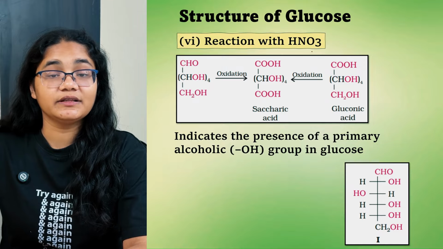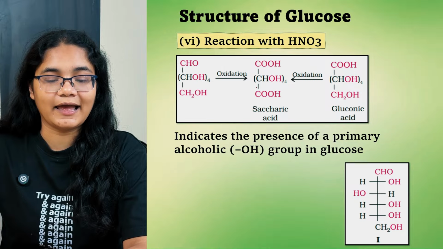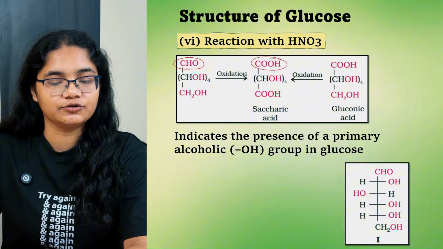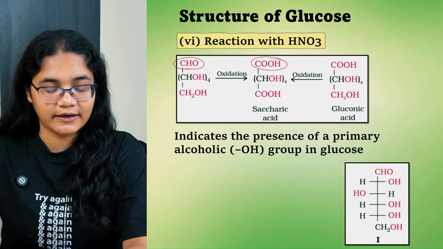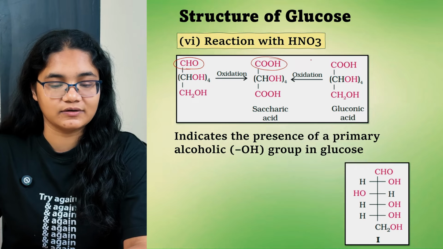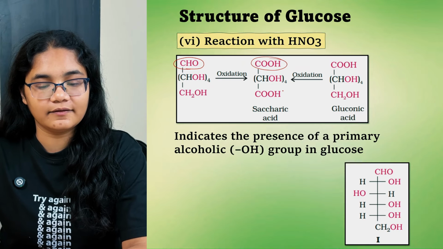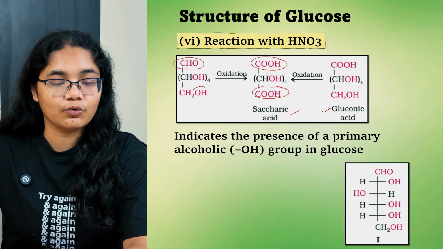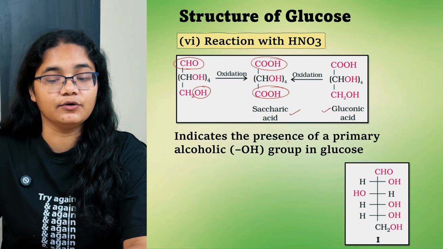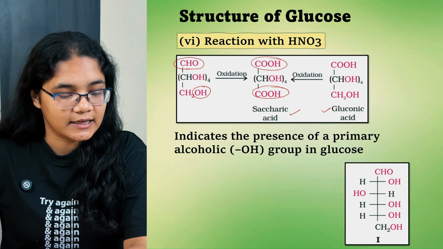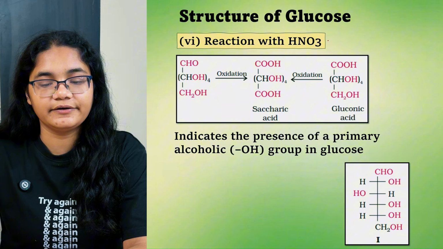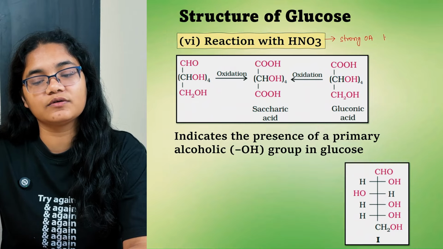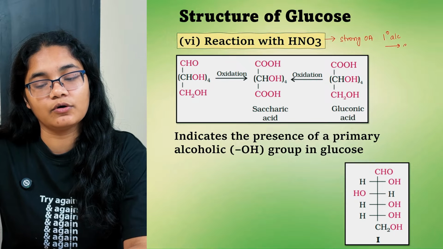Now when you react with HNO3, the CHO group and the COOH group... when you treat it with a strong oxidizing agent, you get another compound, that is saccharic acid, and also gluconic acid. Now this shows that one OH group which is present is a primary group. I'll just repeat what I'm saying, please understand that. Concentrated nitric acid is a strong oxidizing agent, and a strong oxidizing agent can convert primary alcohols to acids.